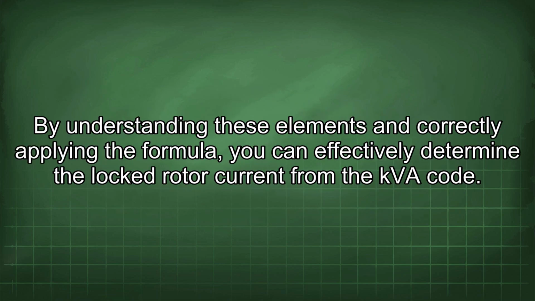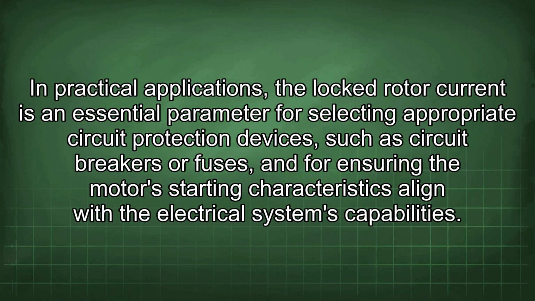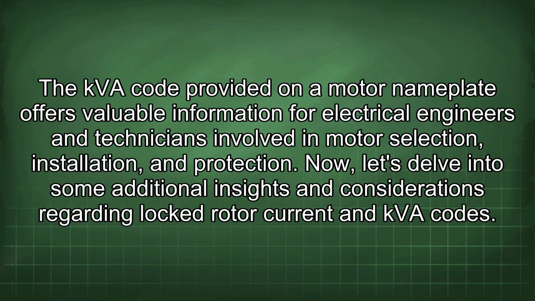By understanding these elements and correctly applying the formula, you can effectively determine the locked rotor current from the kVA code. In practical applications, the locked rotor current is an essential parameter for selecting appropriate circuit protection devices such as circuit breakers or fuses, and for ensuring the motor's starting characteristics align with the electrical system's capabilities. The kVA code provided on the motor nameplate offers valuable information for electrical engineers and technicians involved in motor selection, installation, and protection. Now let's delve into some additional insights and considerations regarding locked rotor current and kVA codes.